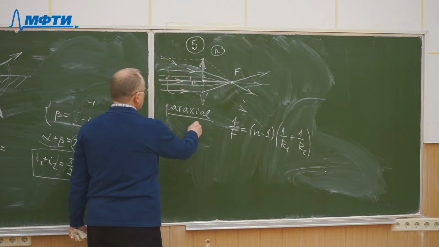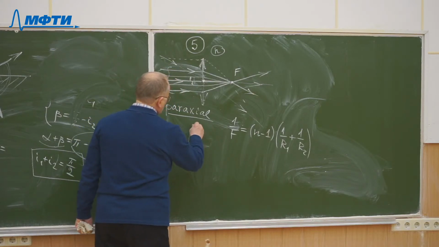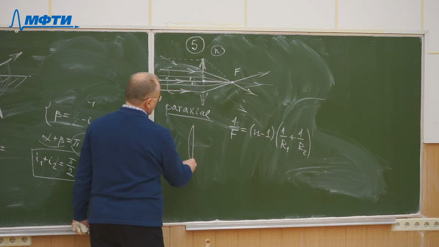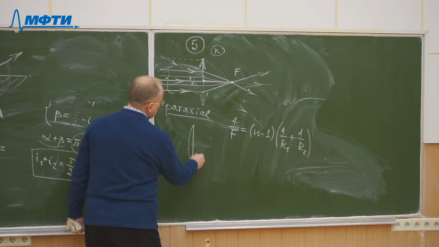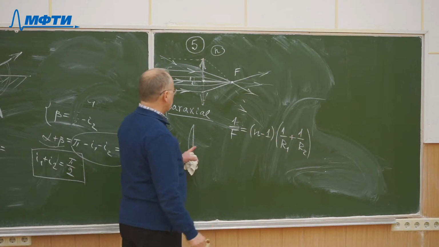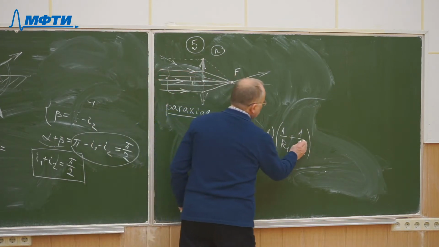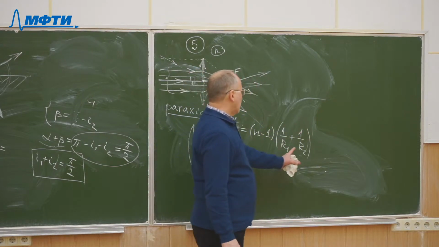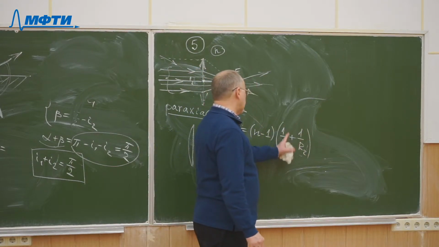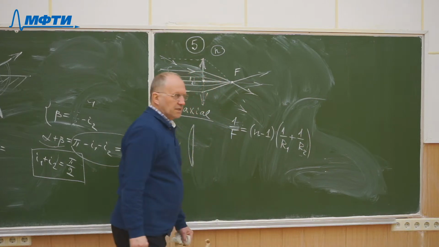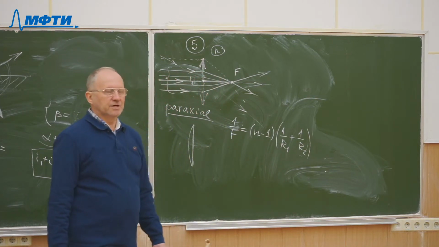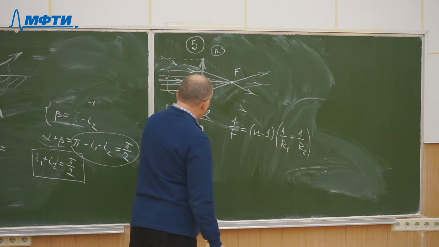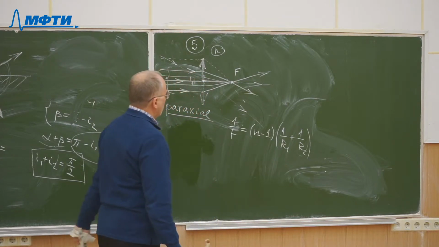If the lens is plane convex, one surface is plane and another surface is convex, then the plane surface will have infinite radius of curvature, and infinite radius of curvature will give you 0 for the second term here, and then only one radius of curvature will be taken into account here. Only one radius of curvature for a plane concave lens.